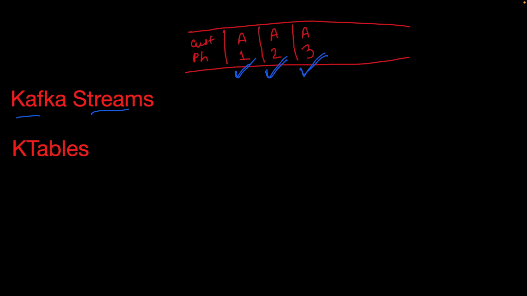If we use KTables, the KTable is going to create a materialized view. It will store the customer ID and the phone number, and keep updating the phone number for the customer ID on every event. So earlier, when the customer updated his number to 1, this reflects 1. Once event 2 is published, it updates the same entry to 2, and once event 3 is published, it updates the same phone number to 3.